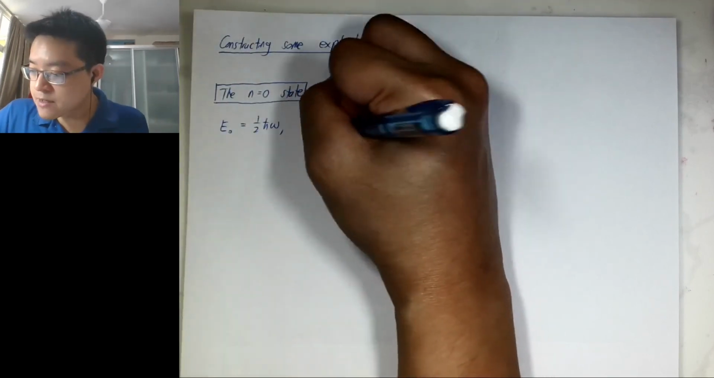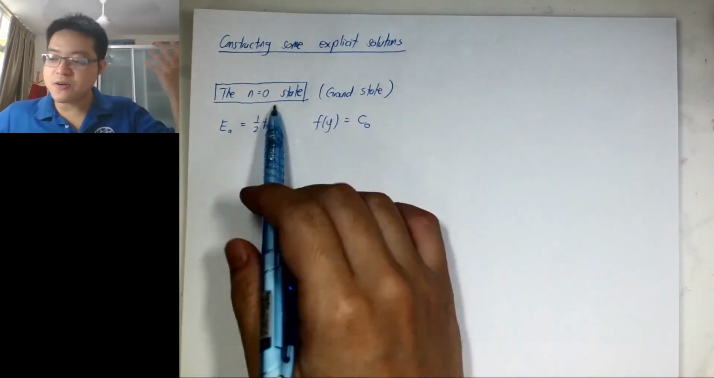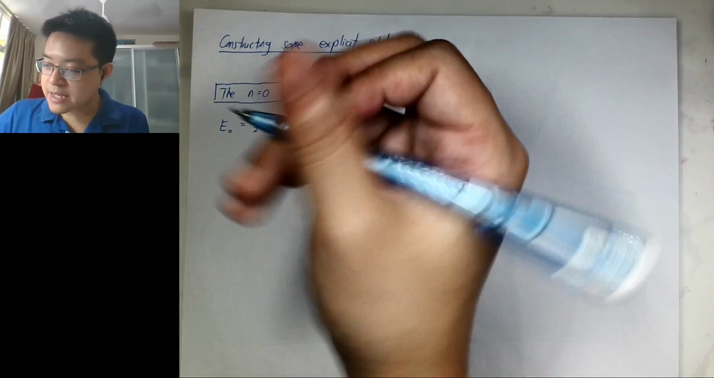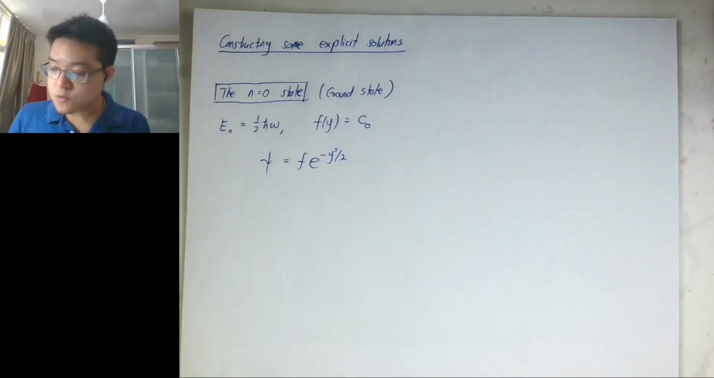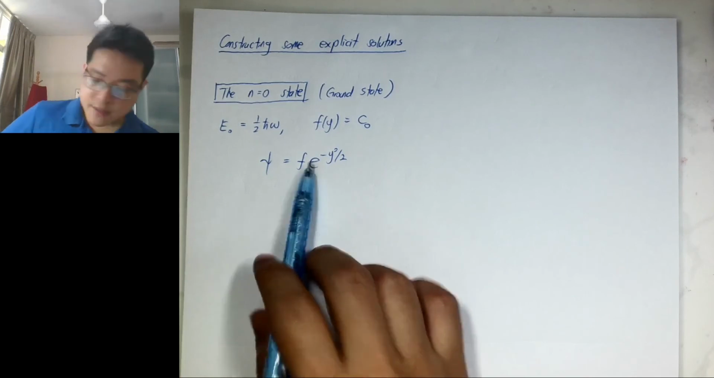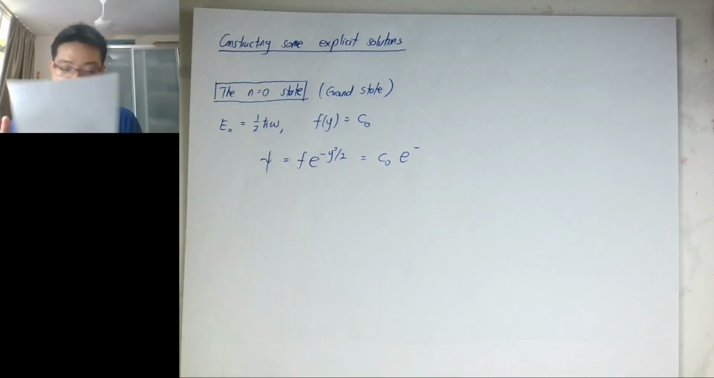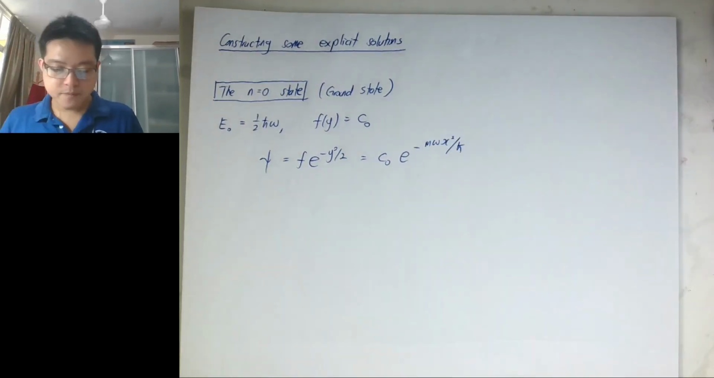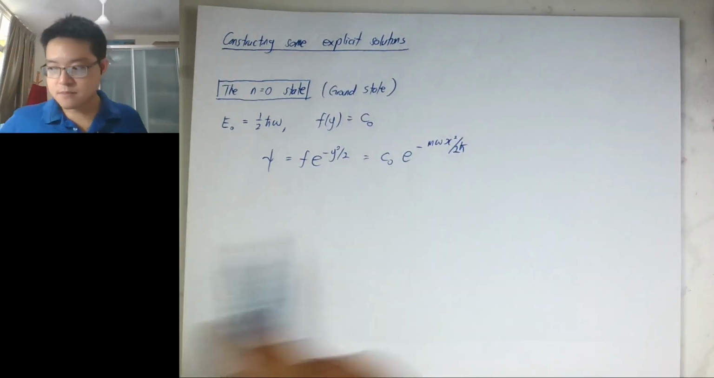What's my f(y)? f(y) is just c0 alone, right? Nothing else. This is already the last non-zero term. So that means my wave function is supposed to be e to the minus y squared over 2. Let us put everything back. My f was c0, and y squared means the square of this, so this is actually m omega x squared over h bar, over 2, so there's a 2 h bar, right?